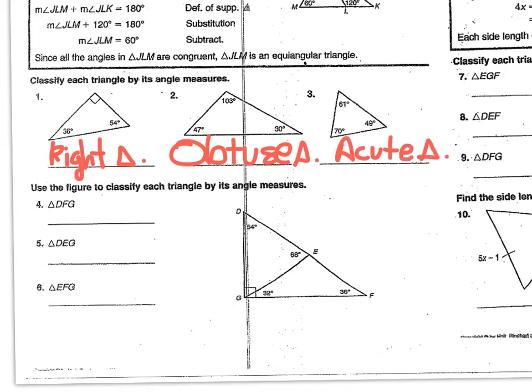Then we have number four. It says use the figure to classify each triangle by its angle measures. So the triangle DFG, I'm going to highlight it with the color. So here I'm talking about this triangle here. So what type of triangle is that? It's a right triangle.